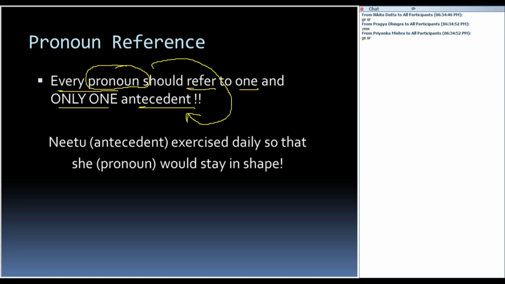For example, if you look at this sentence, it says, Neetu exercised daily so that she would stay in shape. Now, we are absolutely certain that the pronoun she refers to Neetu. There is no confusion at all. So there is no pronoun reference error. But sometimes we frame sentences in such a way that there is confusion. Who does this pronoun refer to? There can be confusion about the antecedent, and therefore those sentences would be wrong. We would have to correct them.